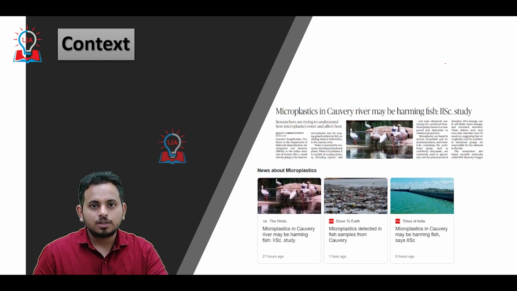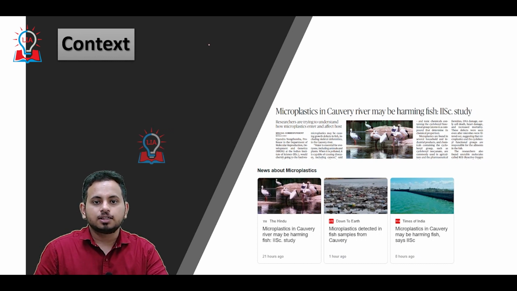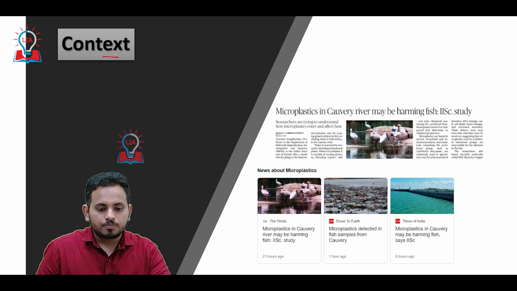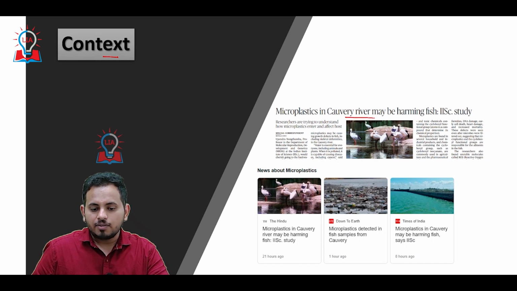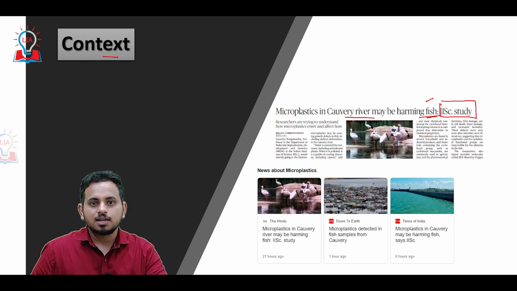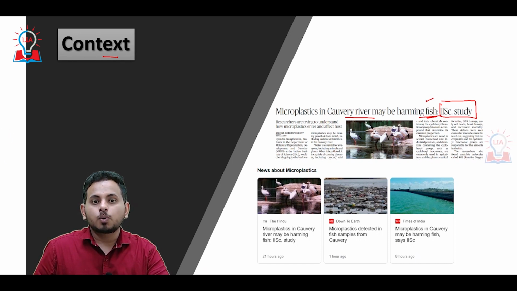Let's begin. What is the context in which we are discussing this particular issue? See here, microplastics in Kaveri River may be harming fish. This is a study that was carried out by IISc, Indian Institute of Science, and this study says the microplastics in Kaveri River might harm the aquatic life.